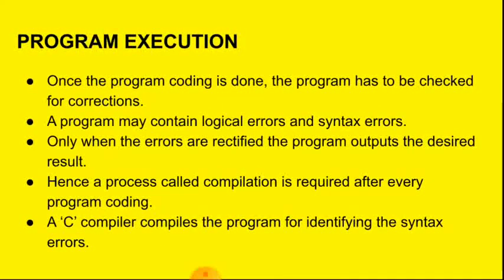Next is program execution. Once the program coding is done, the program has to be checked for correction. A program may contain logical errors and syntax errors. Only when the errors are rectified does the program output the desired result. Hence, a process called compilation is required after every program coding. A C compiler compiles the program for identifying the syntax errors.